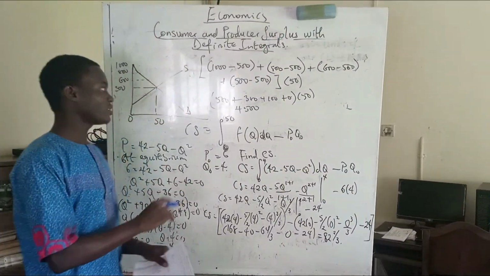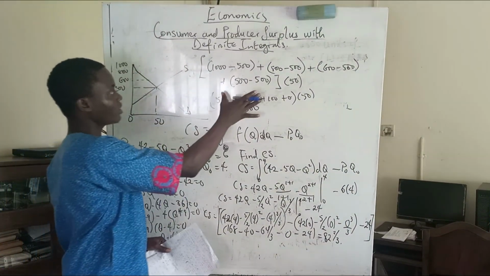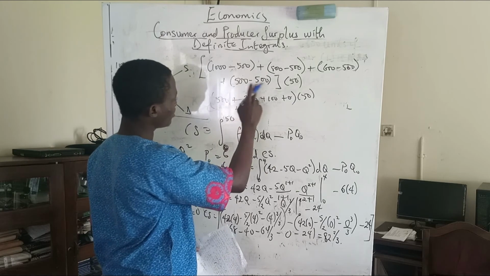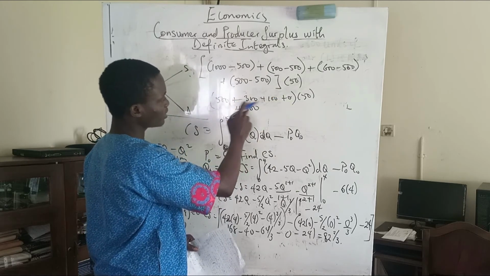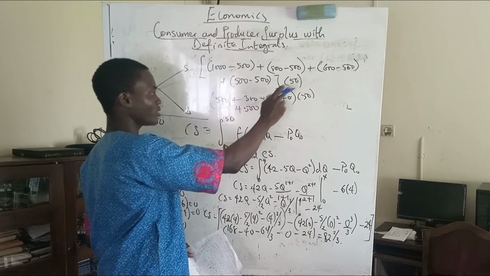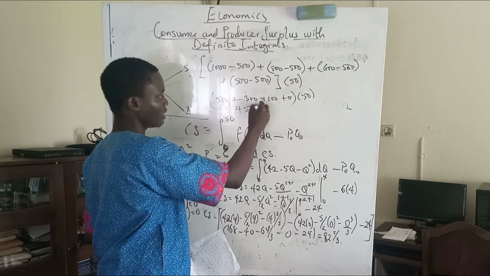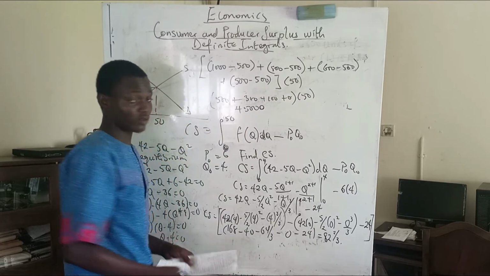Sorry, I made a mistake somewhere. Here, 500 whatever, we had this plus this, 800 plus this. Now 900 multiplied by 50 is 45,000. Apologies for that.